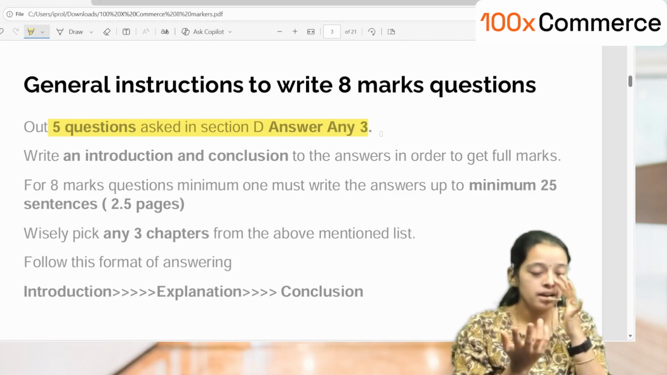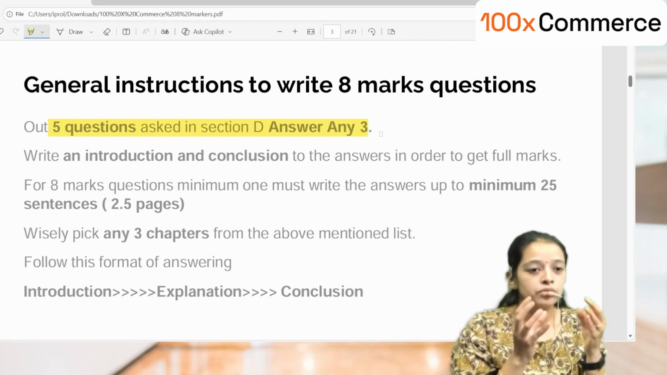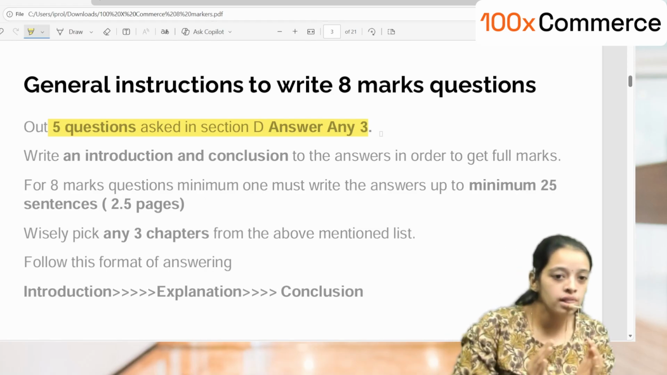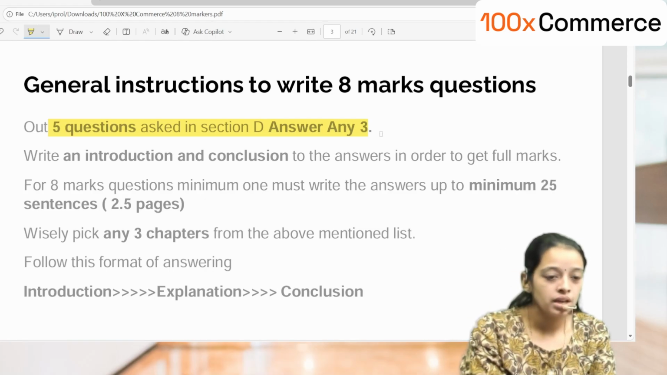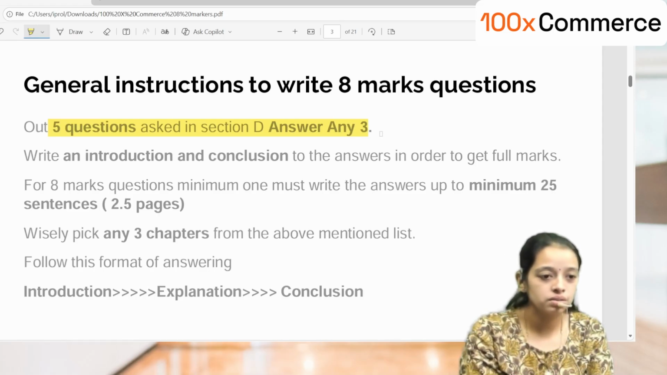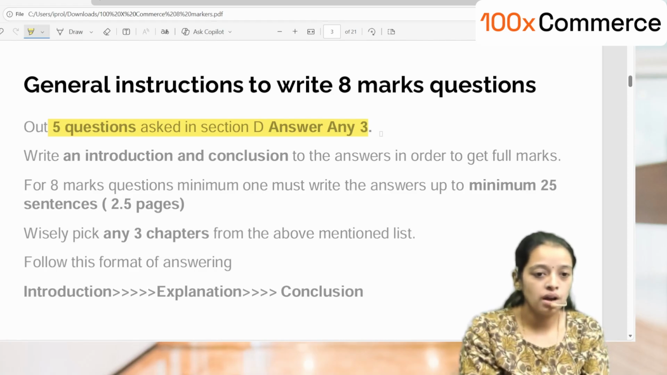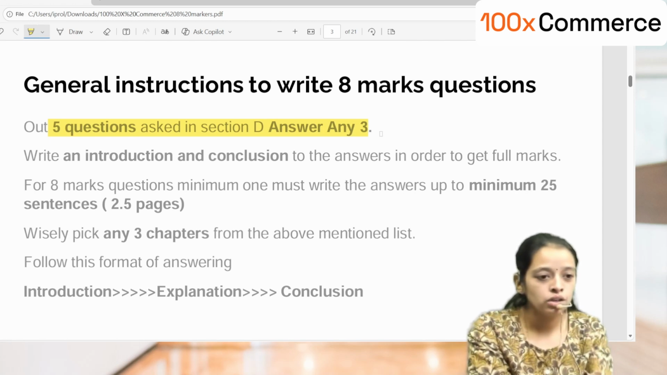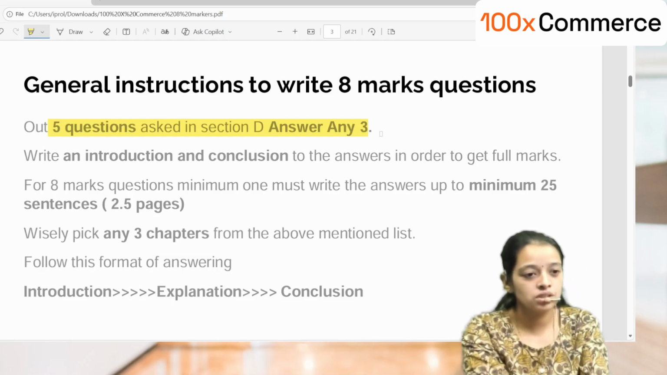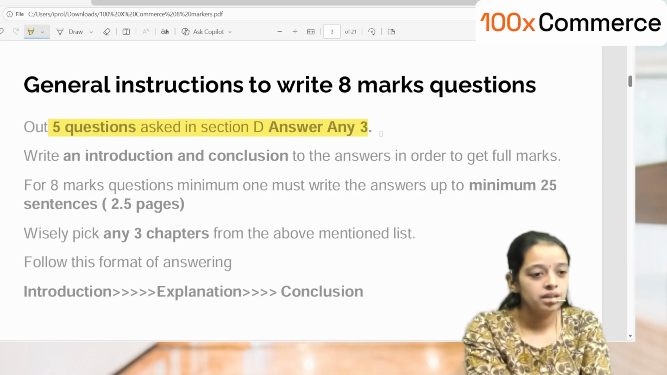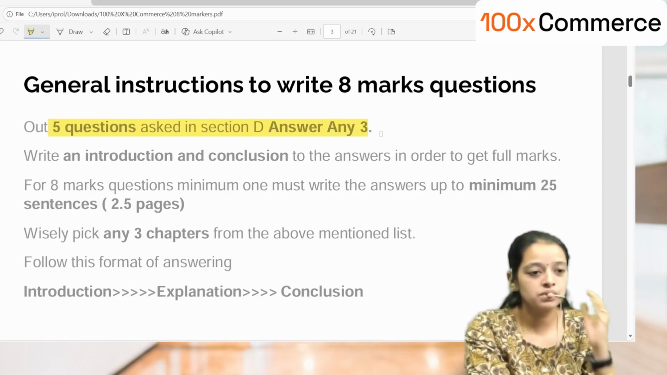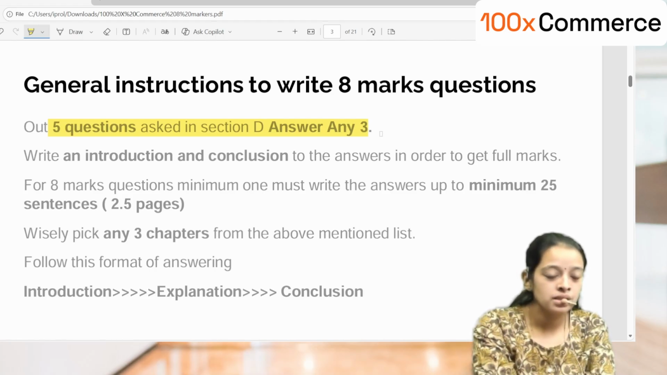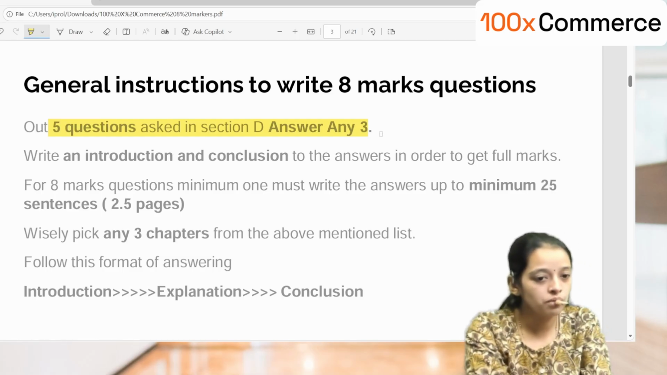Now the question arises: how to get full 8 marks for these answers? You have to write an introduction and conclusion for all the answers in order to get 8 marks. How much content should you write for an 8 marker answer? Minimum 25 sentences, that is 2.5 pages. I'll show you some answer booklets of students who scored Centum, so you'll have an idea of how to present the 8 marker answers.